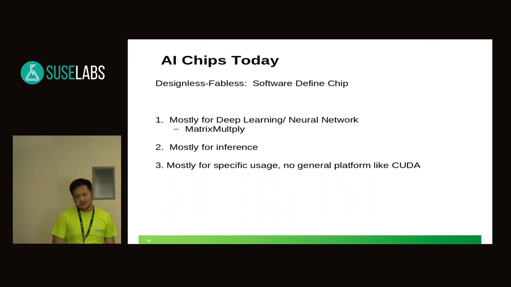We still see those chips mostly designed for deep learning neural networks, focused on the matrix multiply we were talking about earlier, and mostly for inference. But things are a little bit different. I see they are starting to compete with Nvidia, like the TPU, they already did it. From the second generation, it could do training.